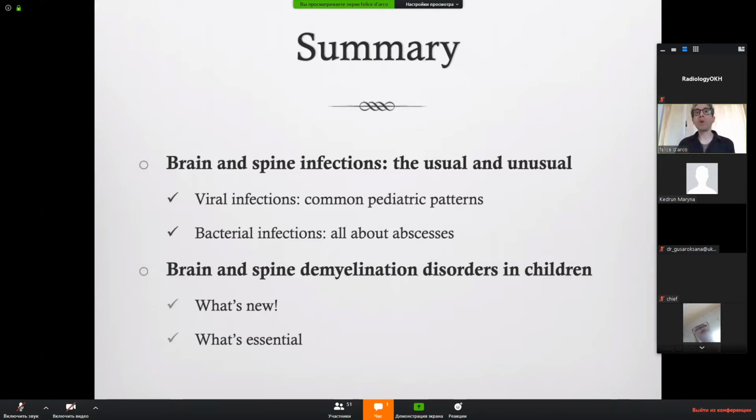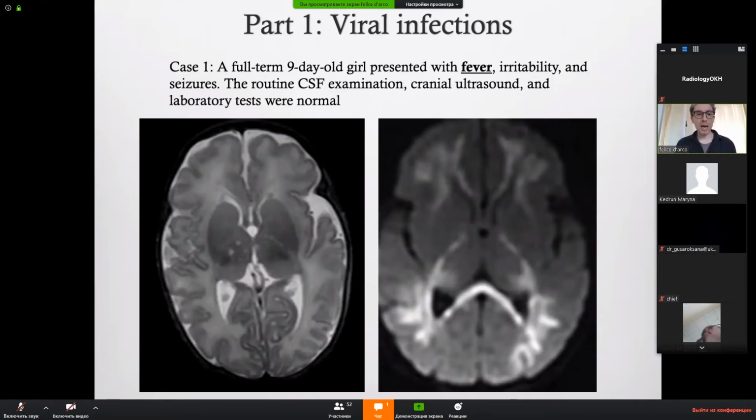And then I will introduce you to some concepts about what's new in terms of demyelinating disorders in children. That is very, very important. So basically, what's different between children and adults, whose main demyelinating disorder is basically multiple sclerosis. So let's start with the viral infection, and that's a very, very important pattern that you need to recognize.